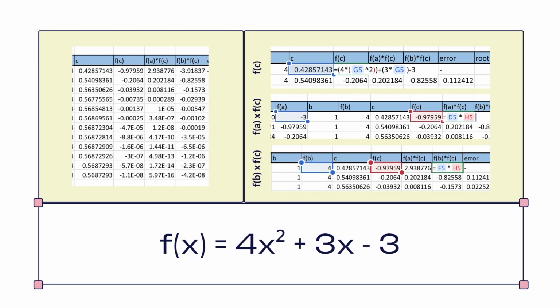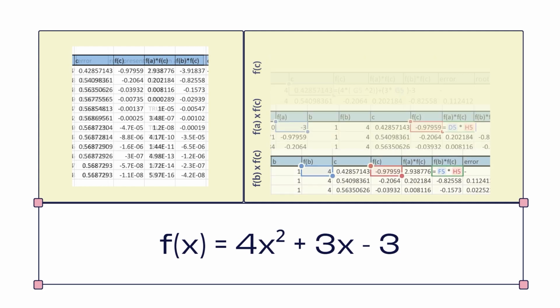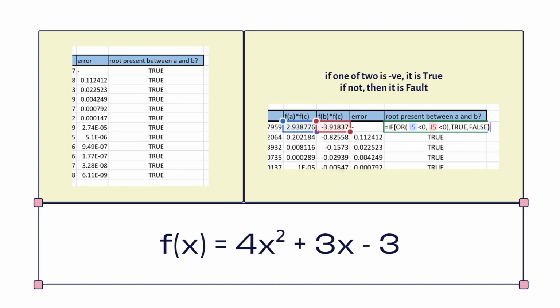And then we'll move on to the next part, which is FA times FC and FB times FC. These two are used to determine whether C will replace A or C will replace B. It will determine whether the root is located on the left side or the right side of the graph. Last but not least, "root present between A and B" is just a confirmation whether the root is present or not for the whole graph.